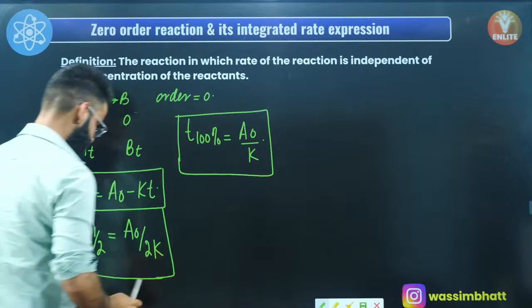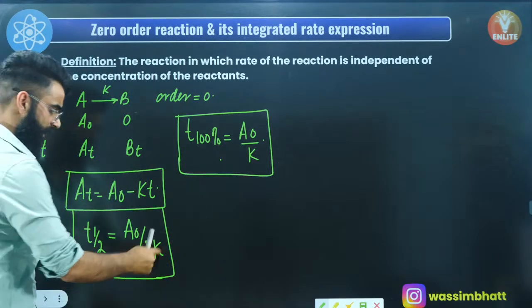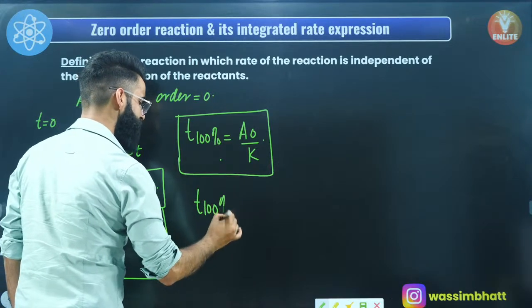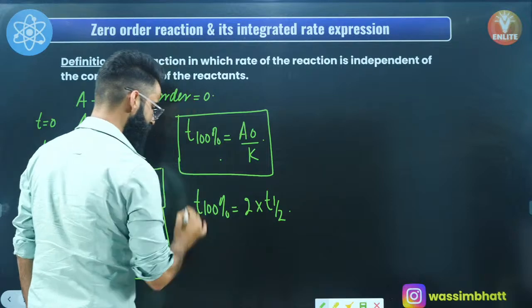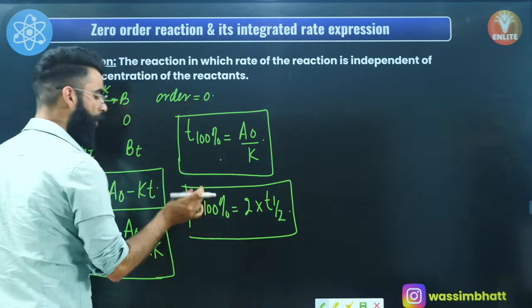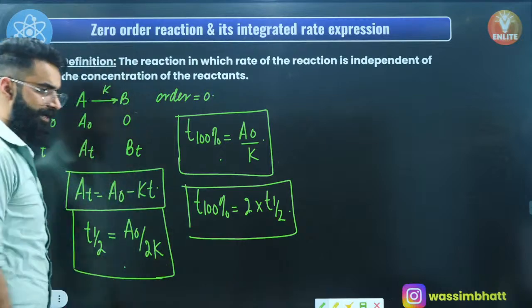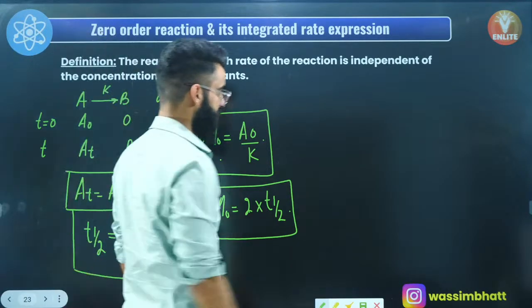Now, people, if you look at this t_half expression and t_100% equation, if you compare these two equations, you can clearly get t_100% is equal to 2 times the half-life of the reaction. That means a zero order reaction is 100% completed in 2 half-lives. This is one more equation which I would want you guys to remember.